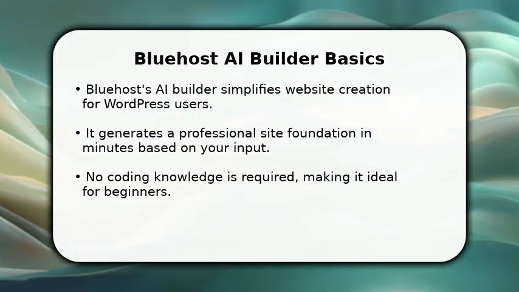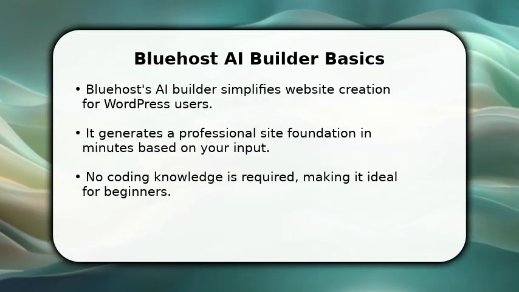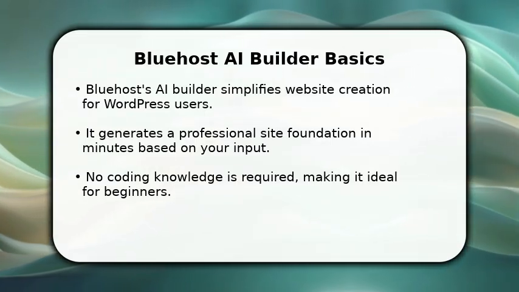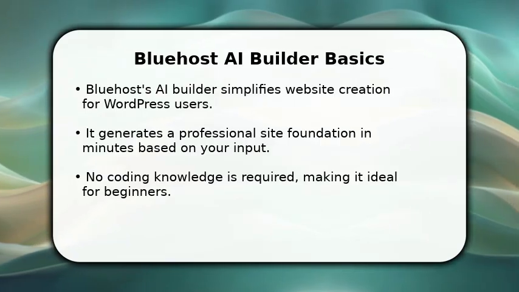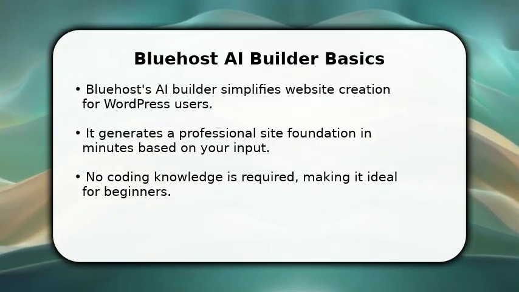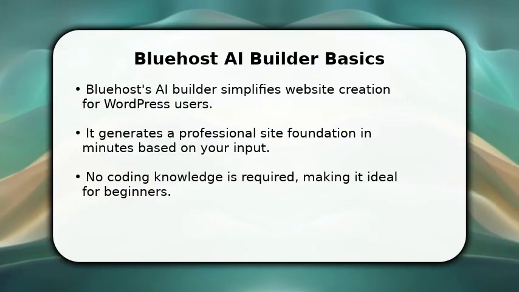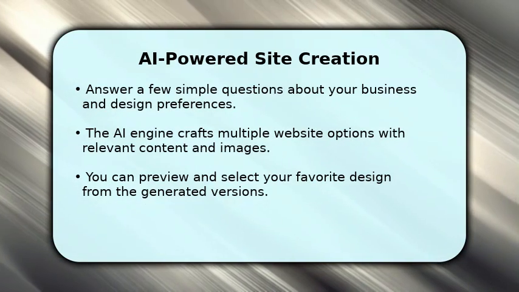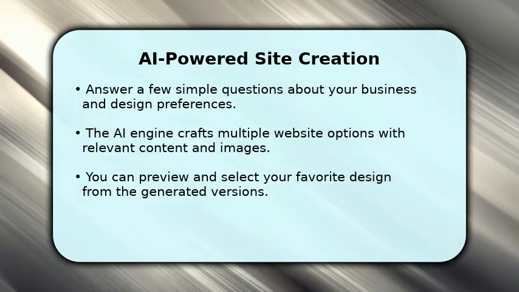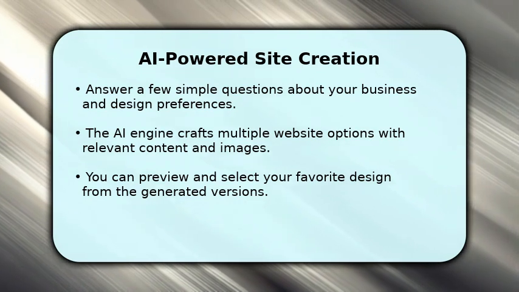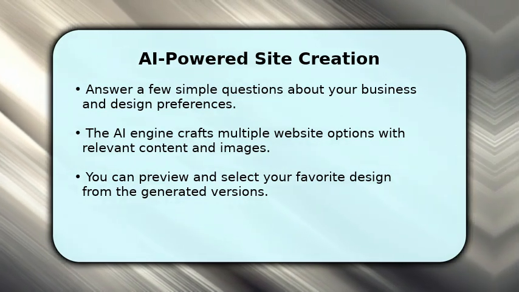From there, you will find the option to start building your WordPress website using the AI site builder. This tool is designed to make website creation straightforward and efficient for everyone. The magic begins with a few simple prompts. The AI will ask you questions about your business type, niche, and design preferences.